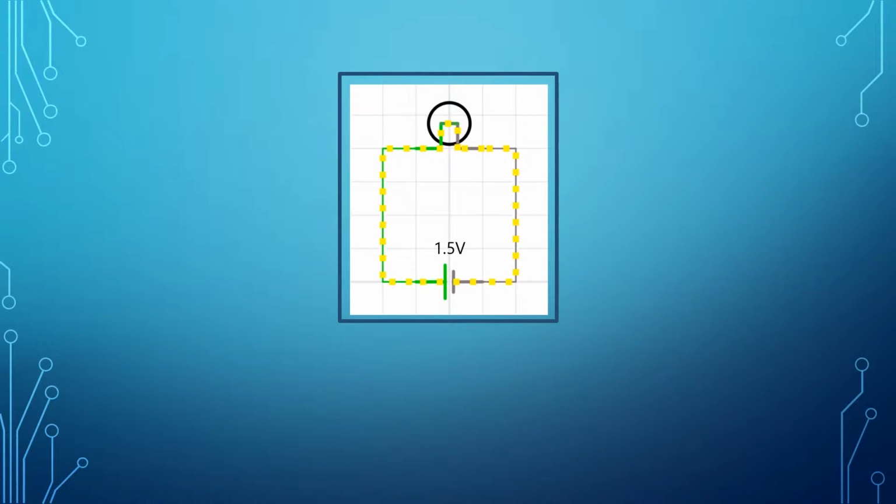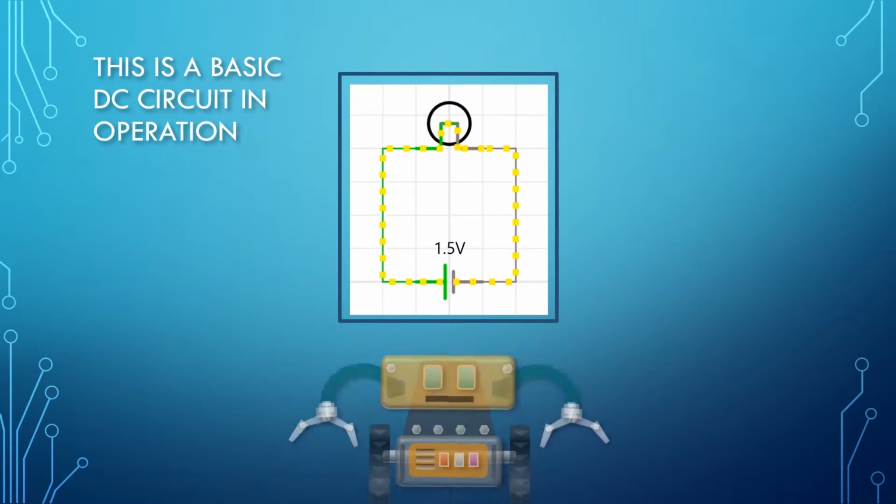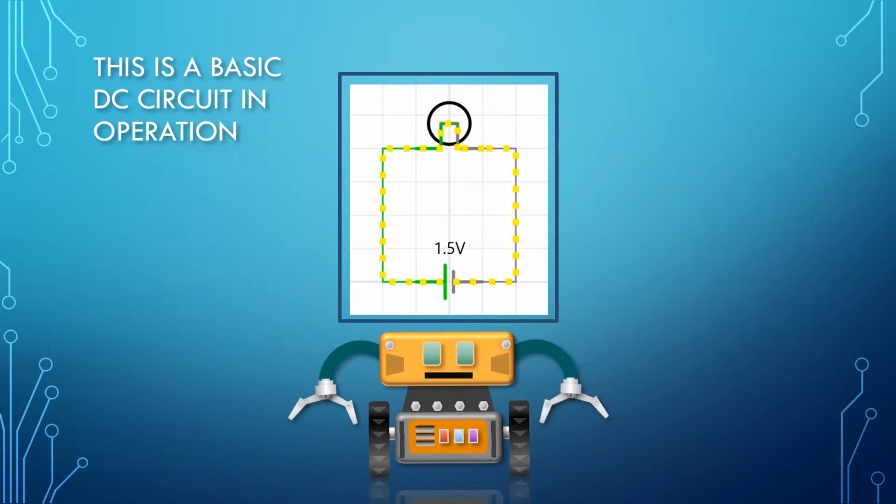This is a basic DC circuit in operation, but we're going to need some help turning it on. Gizbot, can you help? Yes, I am ready. Okay, Gizzy, let the electrons flow. Good! The circuit is now in operation.